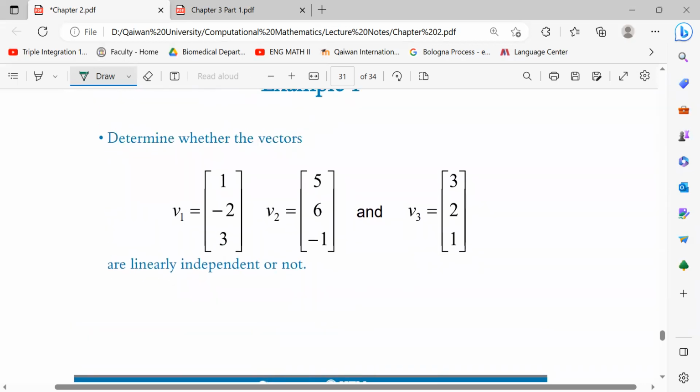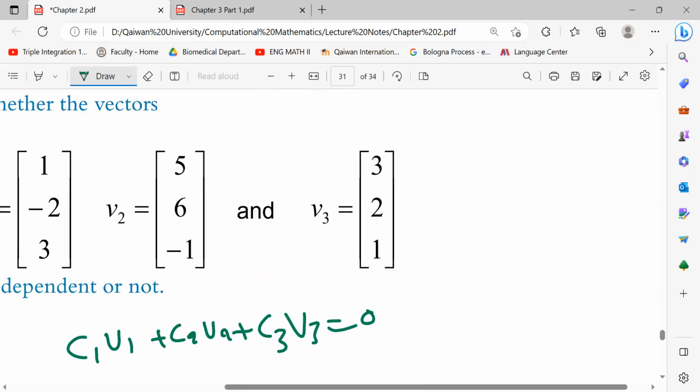Then look at what we do here. We say C1 V1 plus C2 V2 plus C3 V3 is equal to 0. This must be 0. We need to find the values of C1, C2, C3. If all are 0, we say these three vectors are linearly independent. But if at least one of them is not 0, we say these three vectors are linearly dependent.